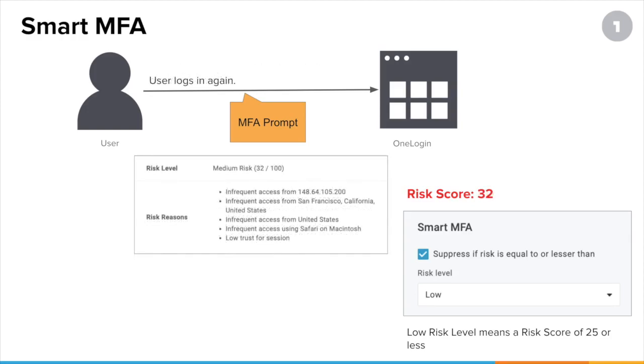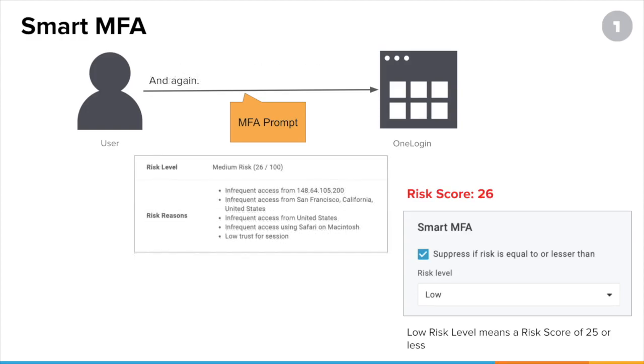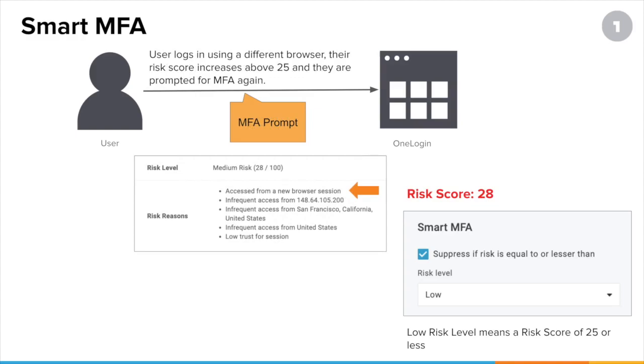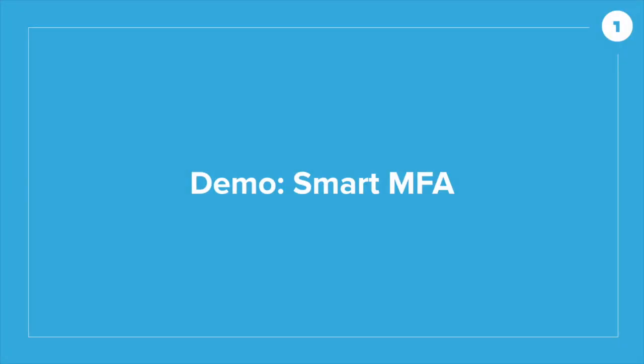They log in again and again with the same behavior and are still prompted for MFA. Their score keeps going down. Finally, their score is down to 20. Smart MFA now kicks in, and this time they will not be prompted for MFA. If their behavior changes slightly, their risk score will increase. And if it's over 25, they will be prompted for MFA once again. Let's check out Smart MFA at work.